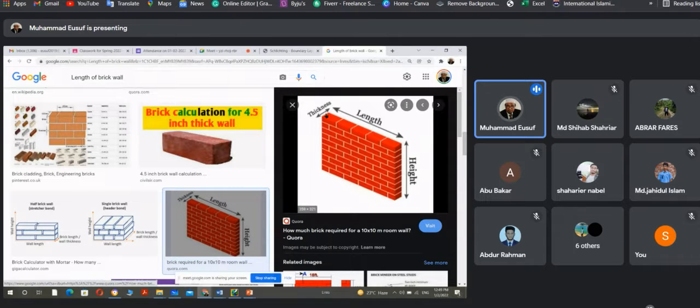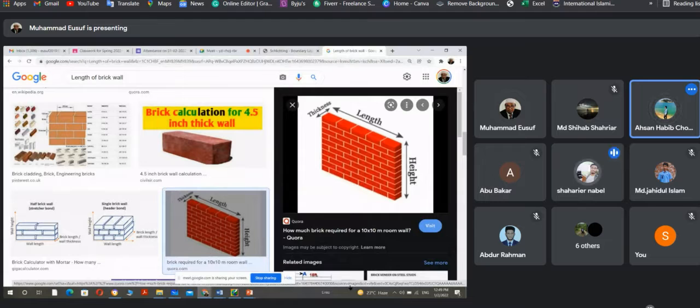Then you see your thickness is say 5 inch. So 5 inch, this length is, what is the length of a brick? Length of brick is 9.5 inch. Width of brick is 4.5.